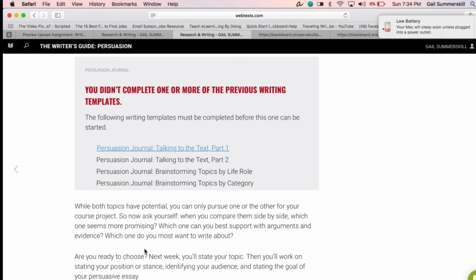And then it's going to ask you to look at broad categories. What are your interests? Are you interested in education? Are you interested in healthcare? So you'll have a couple of brainstorming exercises that will help you figure out a topic based on your interest.